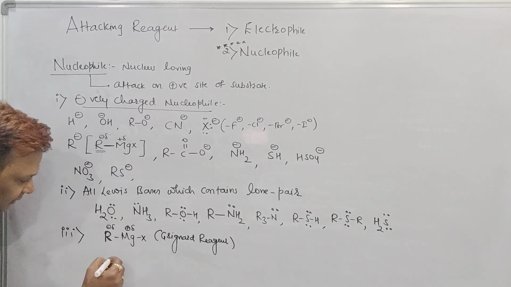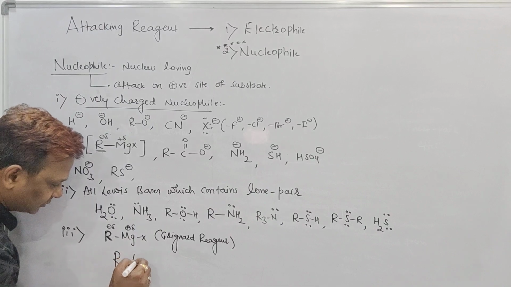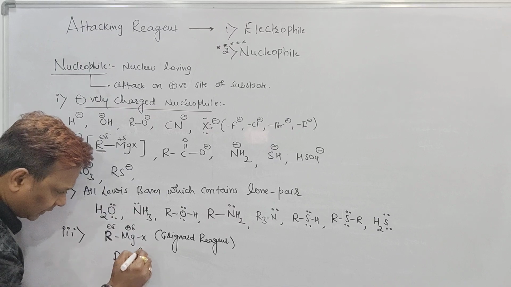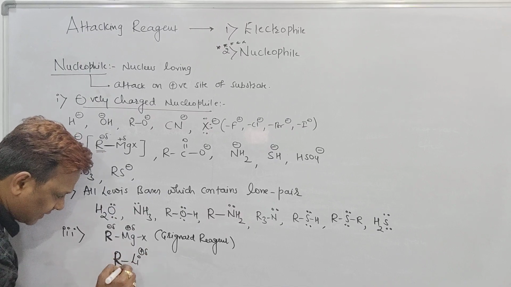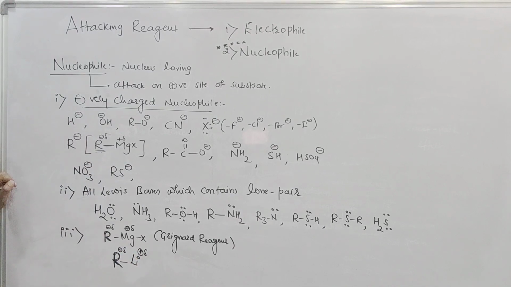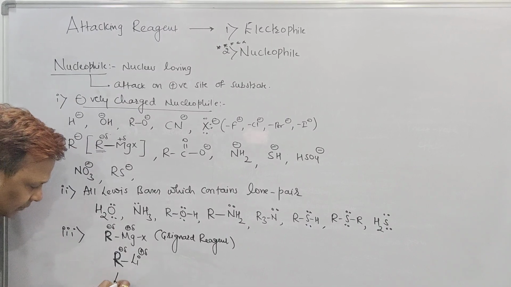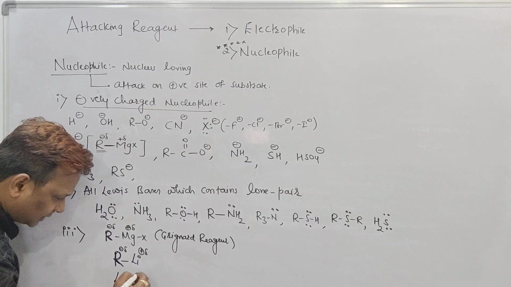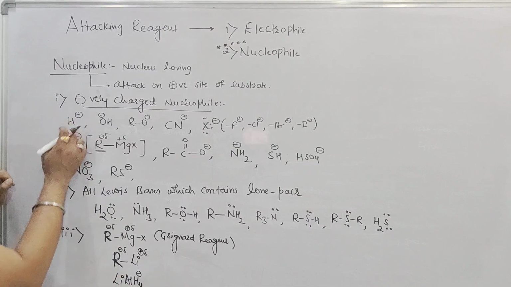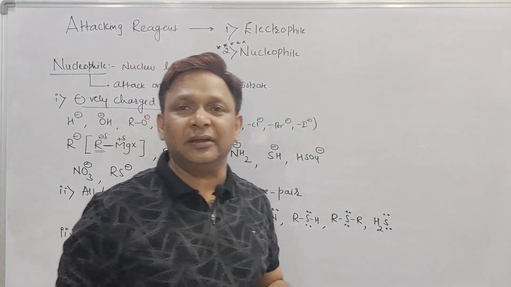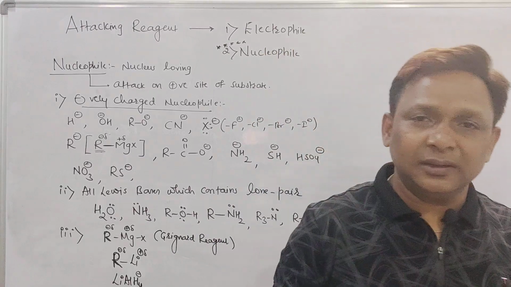Even in Corey-House synthesis we are using the reagent RLi. The metal gets a partial positive, and R gets a partial negative. Species having negative charge act as a nucleophile. And lithium aluminum hydride, LiAlH4, in that one H negative acts as a nucleophile. This lithium aluminum hydride is going to provide H negative. Species having a negative charge will act as a nucleophile.